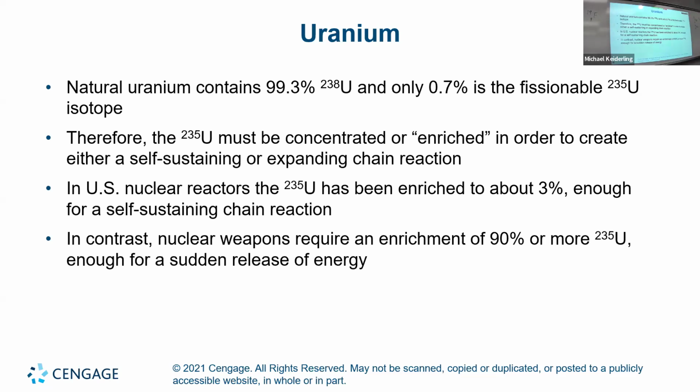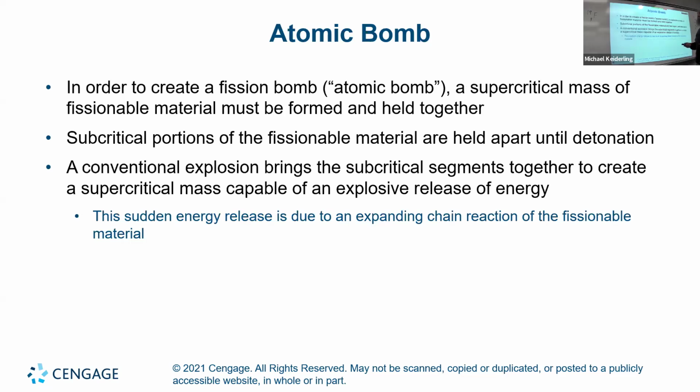In contrast, if you want an out-of-control chain reaction that is quite violent, known as a nuclear bomb, you enrich it to something like 90% or more for a sudden release of energy. That's how you make a nuke. In order to create a fission bomb, an atomic bomb, you use a supercritical mass of fissionable material that needs to be formed and held together. Basically, you have two lumps of fissionable material that are subcritical, held apart until you want them to go off, and then you slam them together.